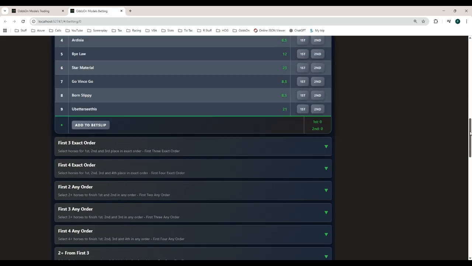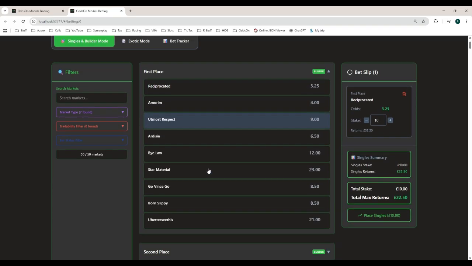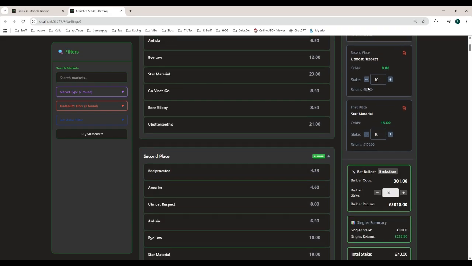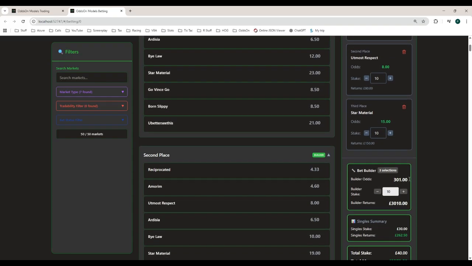Just one other thing I'd like to show on the product side. We're going back to the singles mode now. If you imagine a same game multi better, somebody who's used to betting on football, that likes to do something like this, they go, right, I want that one to win, I want this one to be second, and I want this one to be third. So now I've got 3 singles on my bet slip here, but I also have a builder. This builder will be exactly that trifecta again. It will be reciprocated to win, utmost respect to come second, and star material to come third. And that basically is odds of 300.